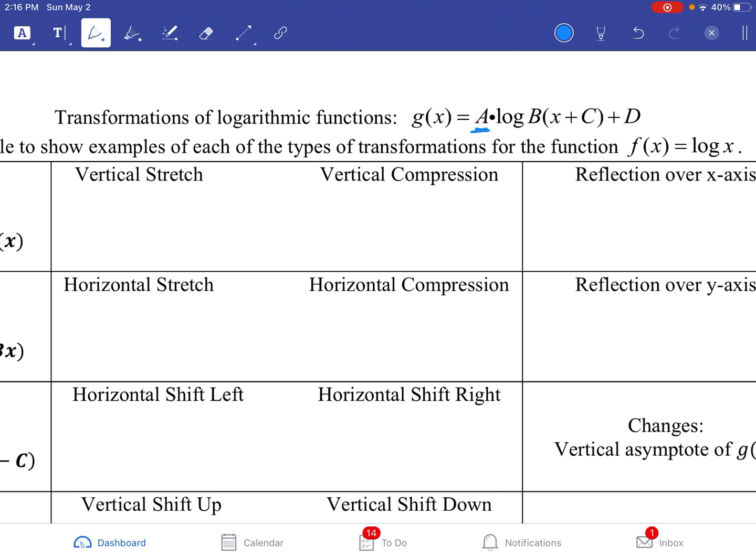If you're multiplying on the outside, it's a vertical stretch or compression. Multiplying next to the x, it's a horizontal stretch or compression. Add or subtract inside by the x, it is a horizontal shift. Add or subtract on the outside, it is a vertical shift. And then the reflections over the x and y axis are the same. If it's out in front, it's over the x-axis. If it's on the x itself, it's over the y.